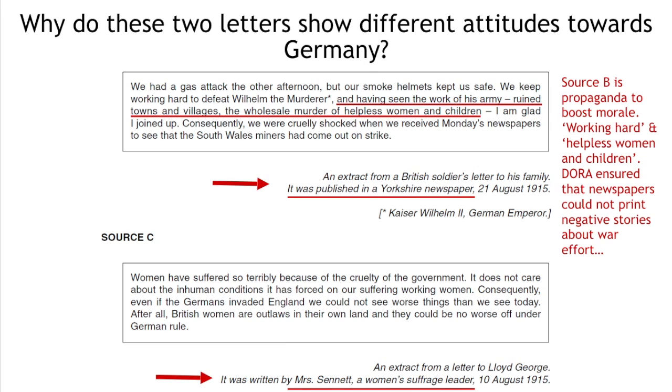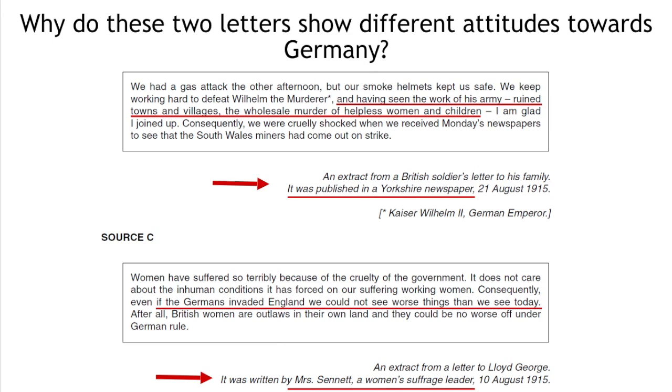Now, that's quite a stark contrast to the first source, because she's saying, well, actually, why not let the Germans invade? Because let's be honest, us British women, we're not being respected by our government. Maybe the Germans wouldn't actually be that much worse. A key part here is definitely that if the Germans invaded, England would not see worse things than we see today. Now that very line there is a huge contrast to the previous source. The previous source saying they're terrible, terrible people, the Germans, so cruel, killing helpless women in particular and children.